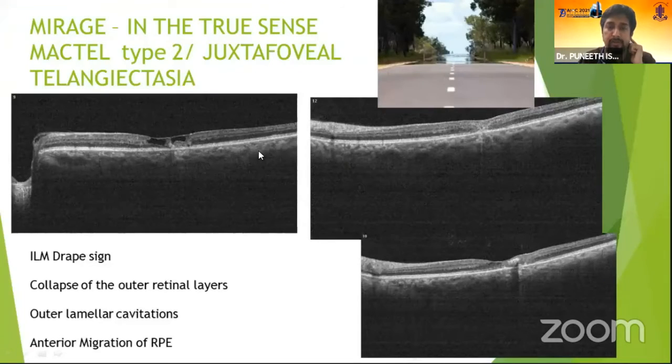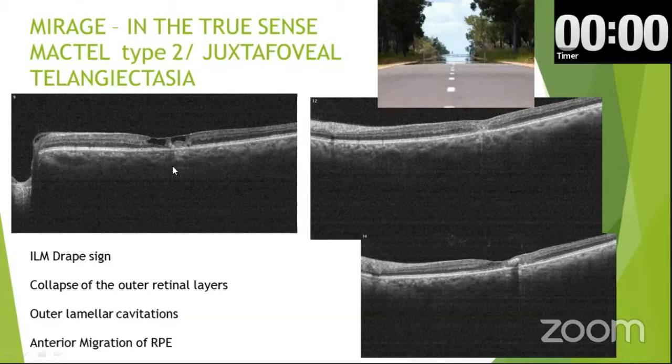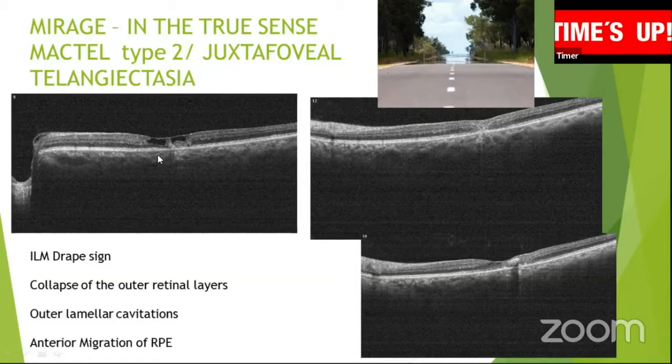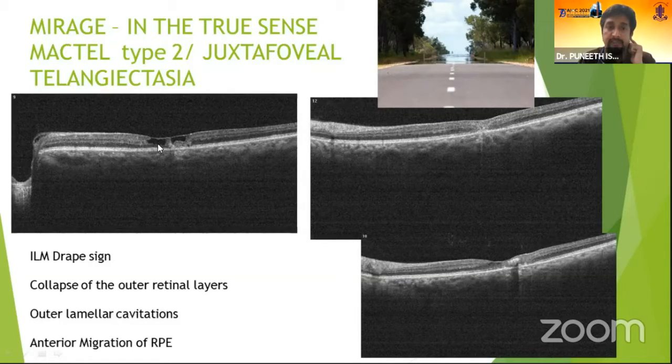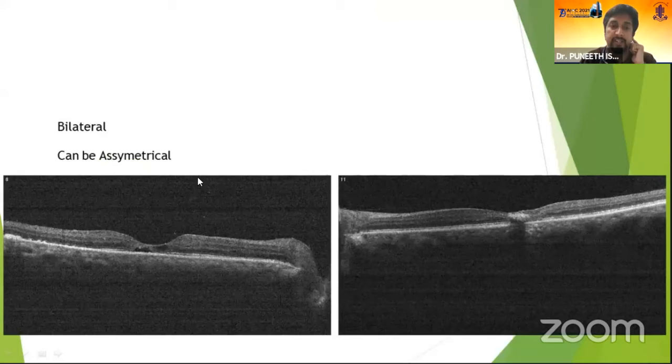And coming to one more important aspect, that is MacTel. In MacTel type 2, or juxtafoveal telangiectasia, I'll be finishing it quickly, we have cavitations or loss of retinal tissue spaces here with the ILM draping over it. This is called the ILM drape sign. You also have the collapse of the inner retinal layers here. You can see that there's loss of outer retinal layers, so the inner retinal layers appear to be collapsed downwards. You will also find RPE migration here with back shadowing. So these are the features of MacTel, and we must learn to pick it up preoperatively.